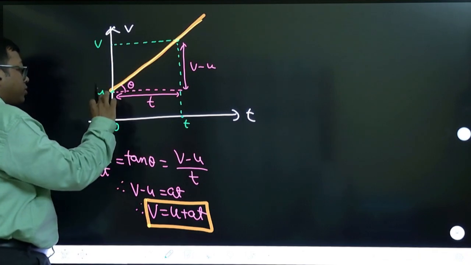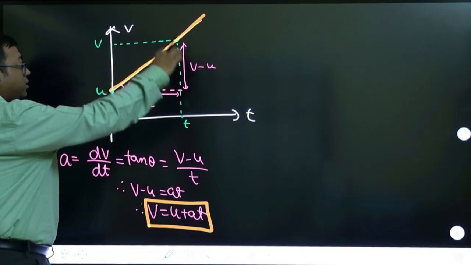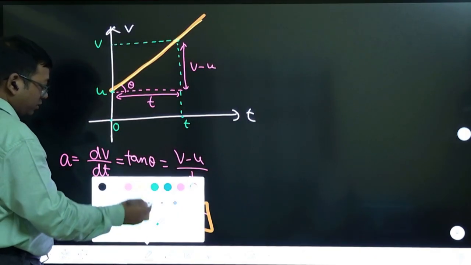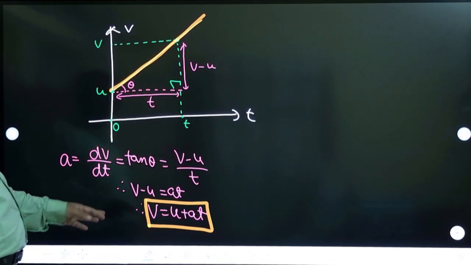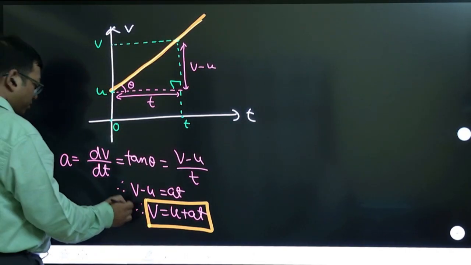So if I take 0 second, its velocity is u, at t second, its velocity is v. So the difference here is v minus u, right? And it's a 90-degree angle, right? That's why in this triangle, tan theta is v minus u by t. You got the first equation.